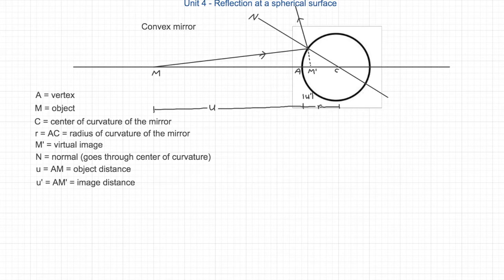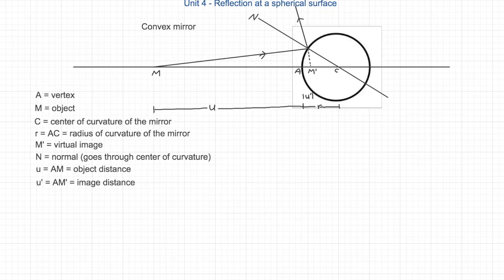I'll show you later how to determine exactly where it is. And that's an extension back from the ray that's reflected from M. It is called a virtual image because the light does not actually get there. It just seems to come from that point.